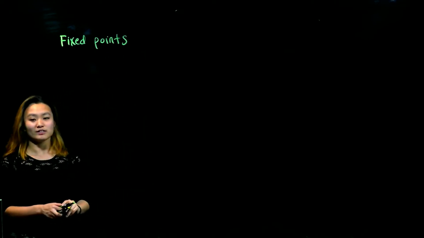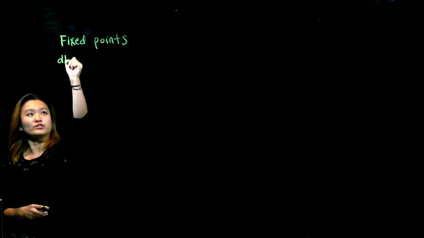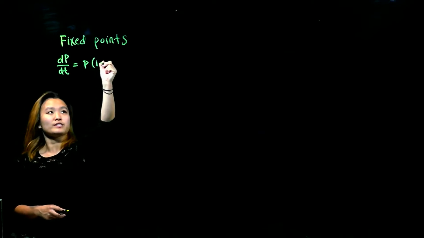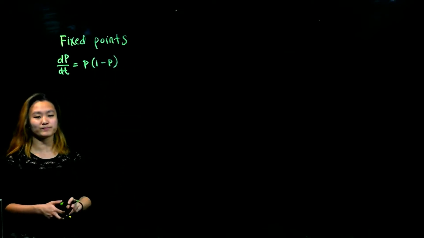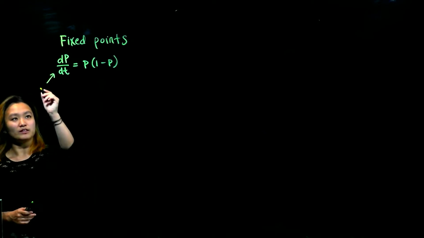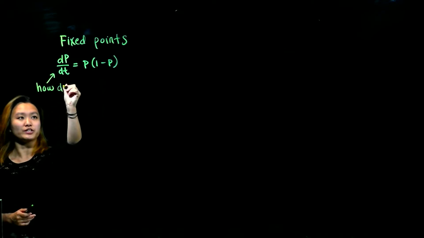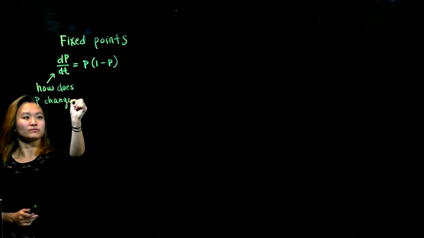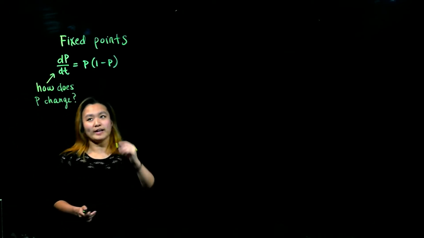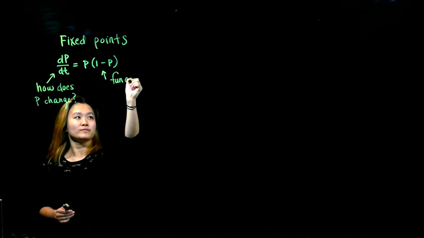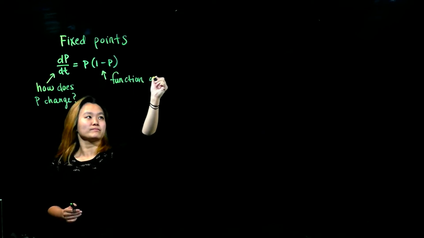Okay, so to start, let's consider a simple differential equation: dp/dt equals p times (1 minus p). This left-hand side, dp/dt, is going to answer the question, how does our current population change? And this right-hand side, p times (1 minus p), is just a function of our current population.